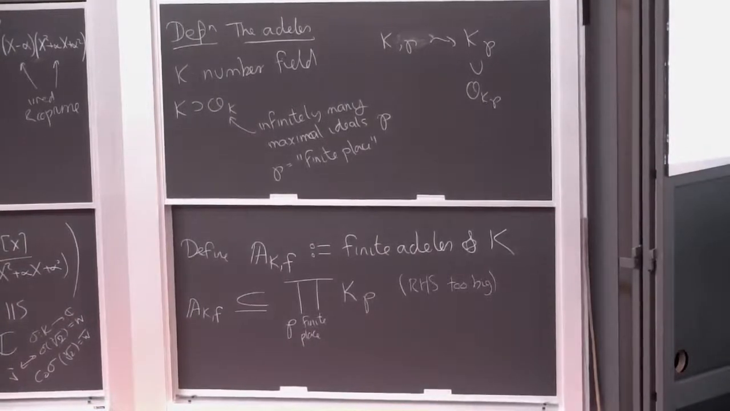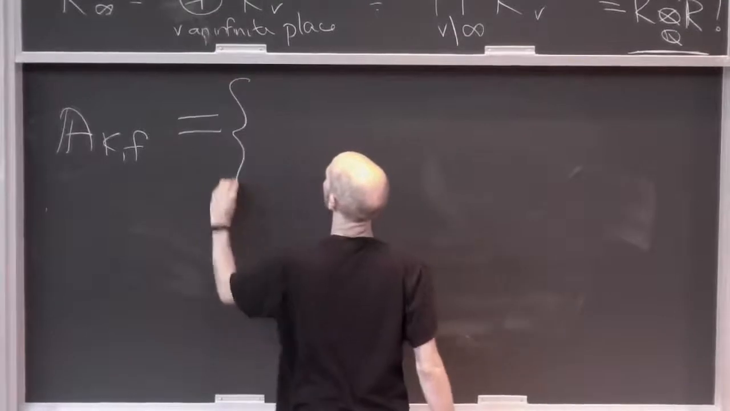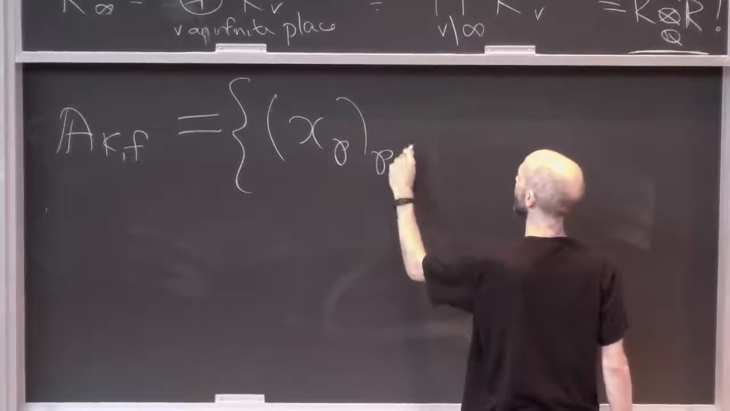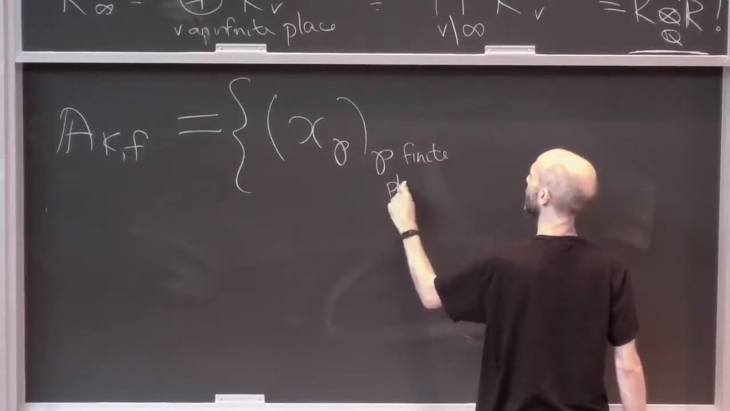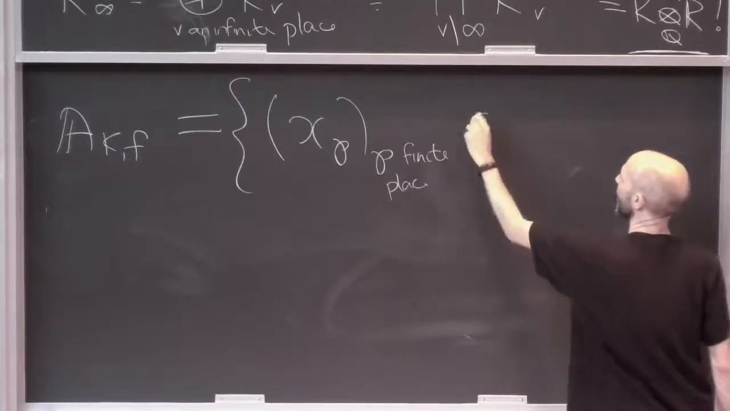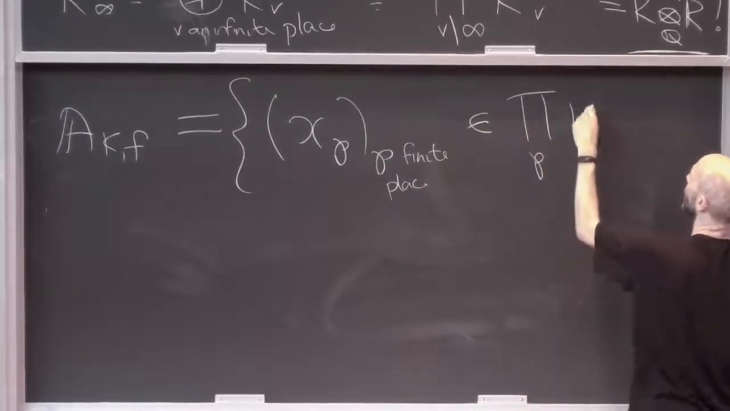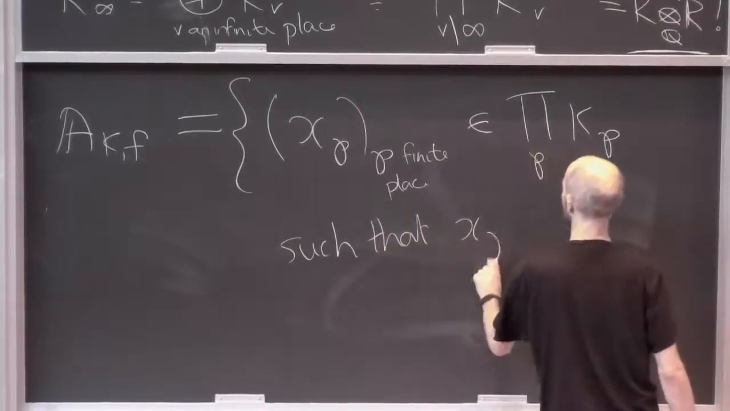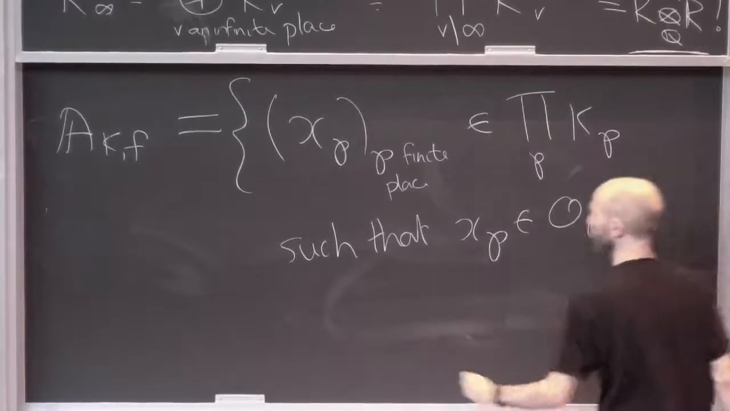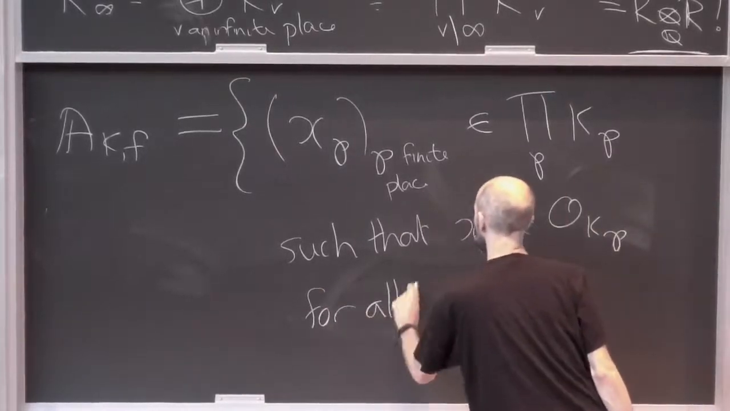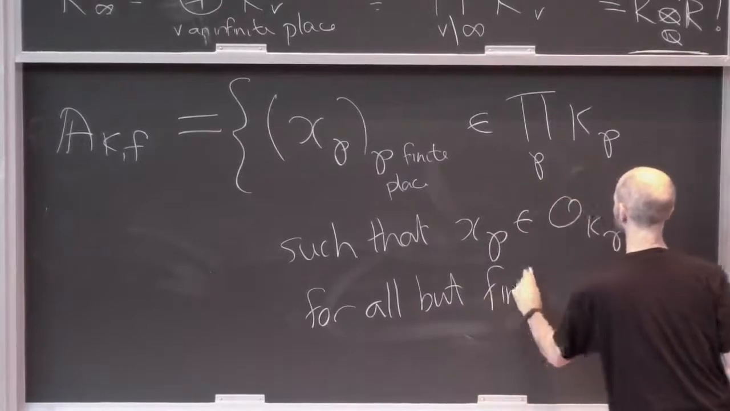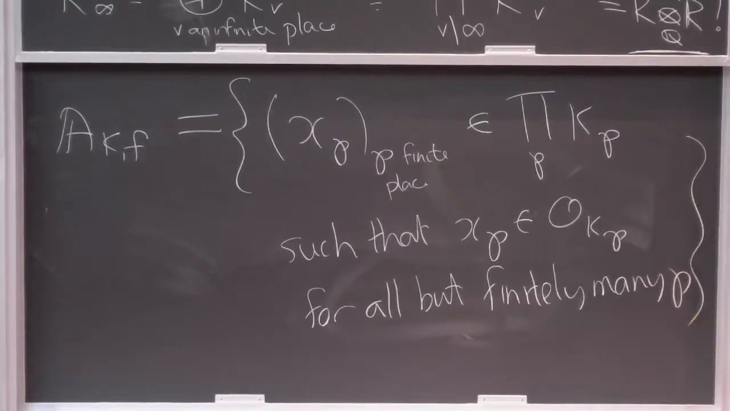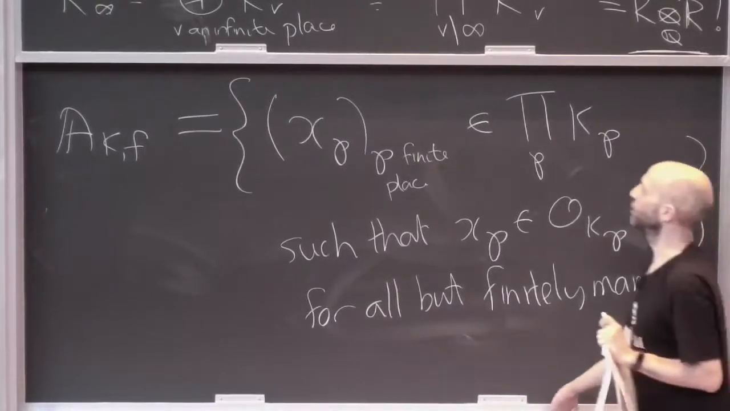So the finite adeles equals the set of x_p, with p running through the finite places, so it's the elements x_p in this infinite product of K_p such that x_p is actually in the integers of K_p for all but finitely many p.